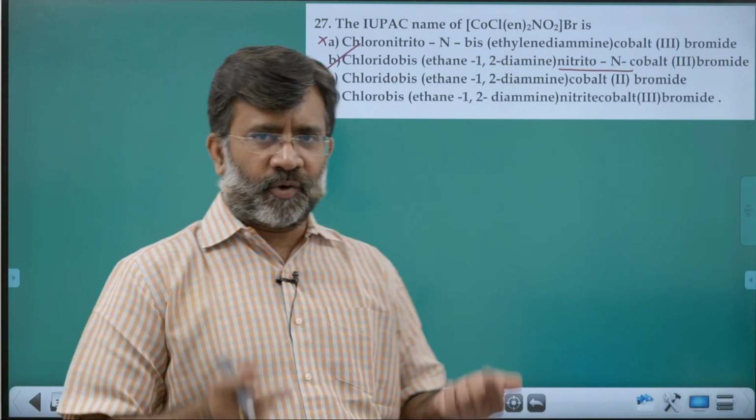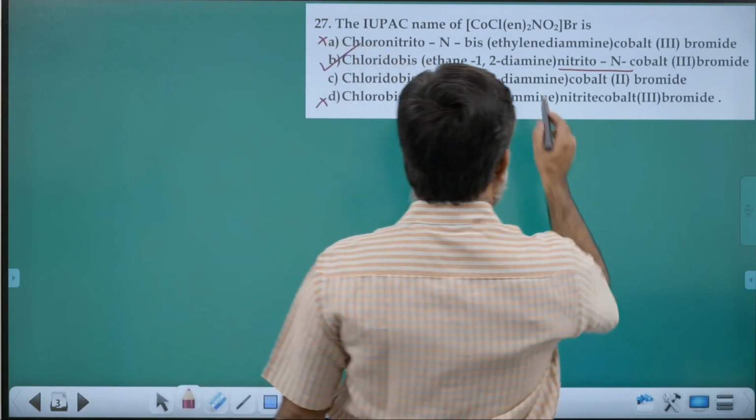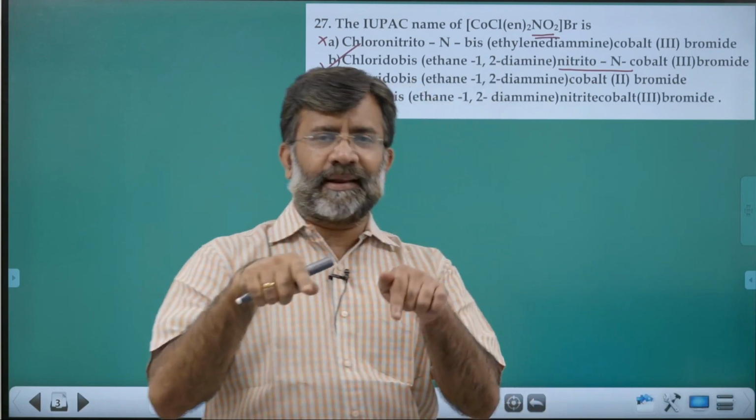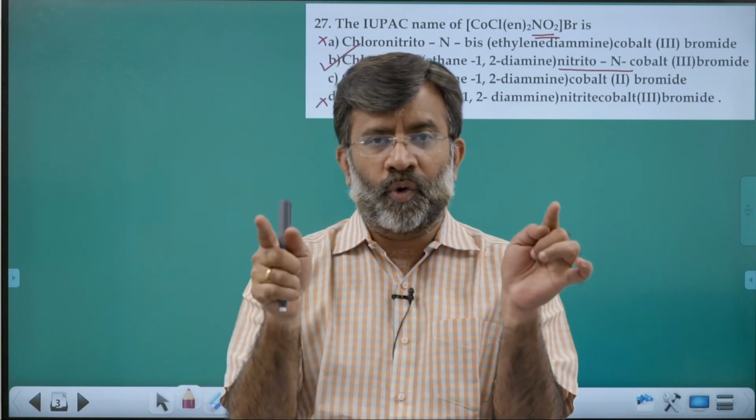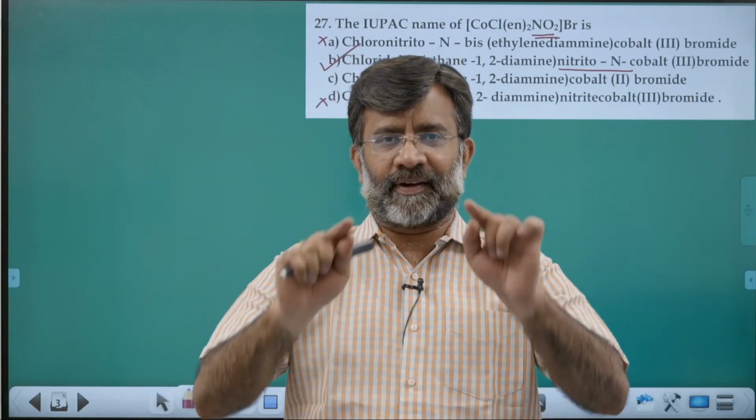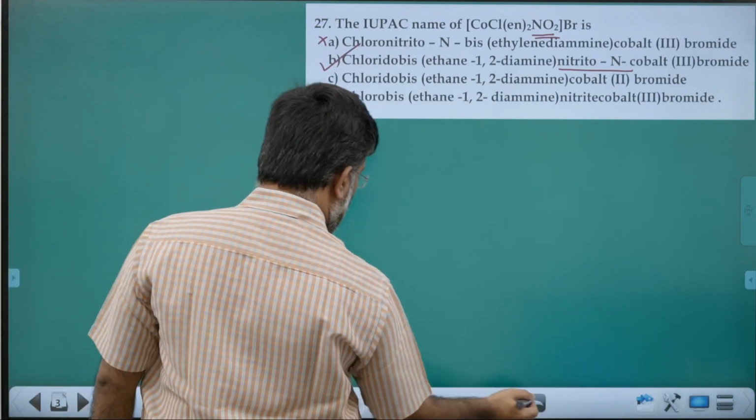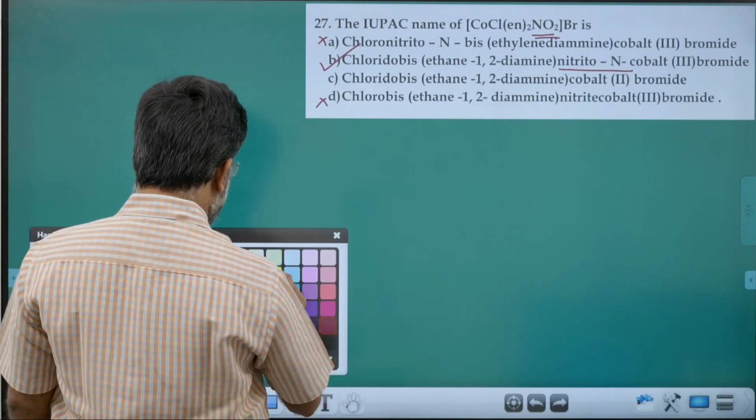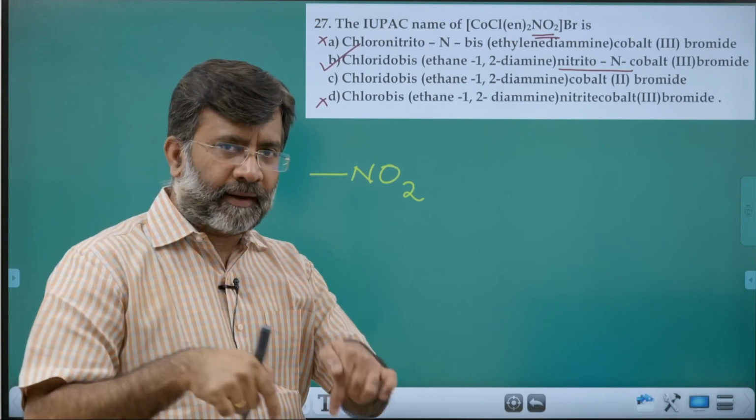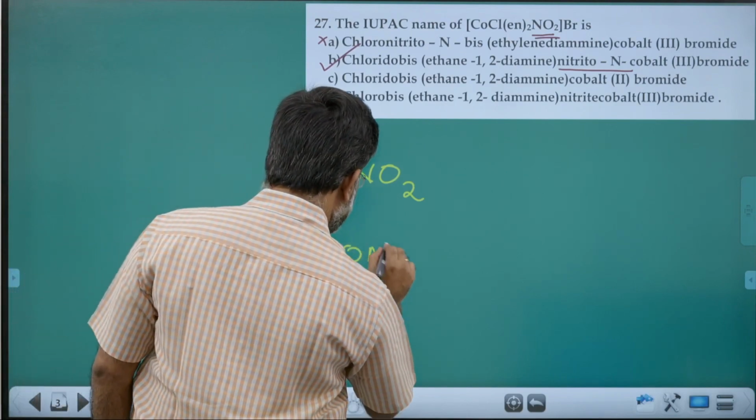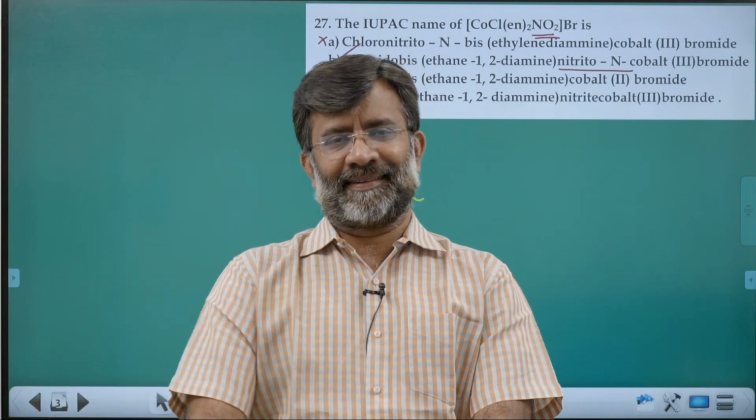What is this nitrito-N? Nitrito-O. See, if it is written NO2, it is nitrogen getting connected, so it is nitrito-N. Suppose it is written ONO, oxygen getting connected, then it is written nitrito-O. So, an ambidentate ligand, you will be calling like this: nitrito-N. Suppose it is written like this, nitrito-O. Clear? That's it.